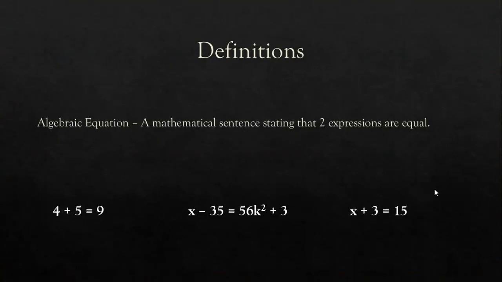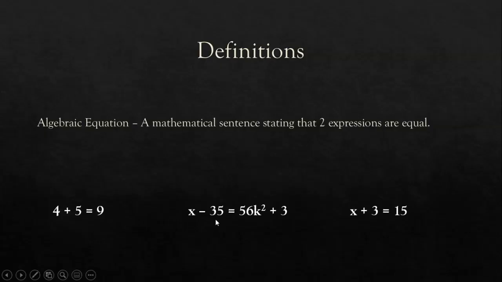So an algebraic equation is the exact same thing, except it has an equal sign in between. So it's a mathematical sentence stating that two expressions are equal. In other words, that the left-hand side is equal to the right-hand side. So in this equation, we have 4 plus 5 equals 9, which is true because 5 plus 4 is 9.